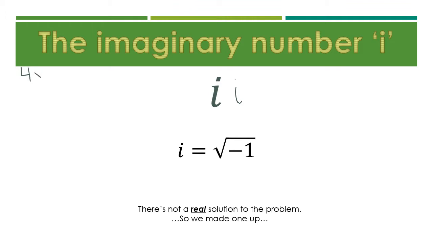So let's say that we have 4 times 4. Well, we know that that results in 16. But also, if we have -4 times -4, well, that also gives us 16. So if I'm asking you, what is the square root of 16? Well, there are 2 different answers. There is a positive answer and a negative answer, but they are both 4.